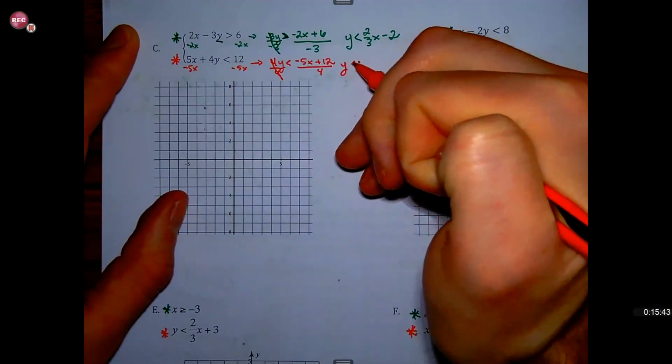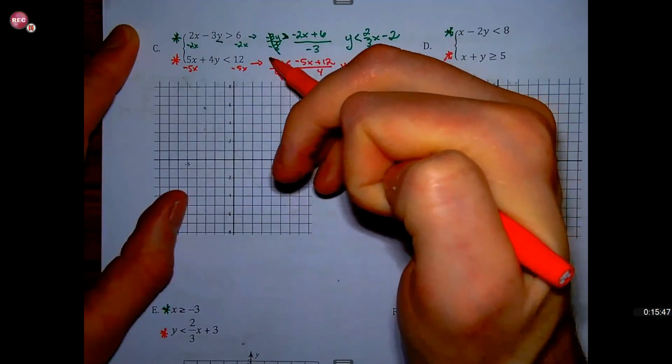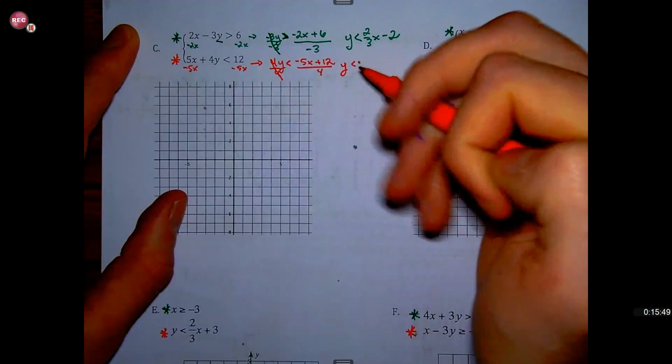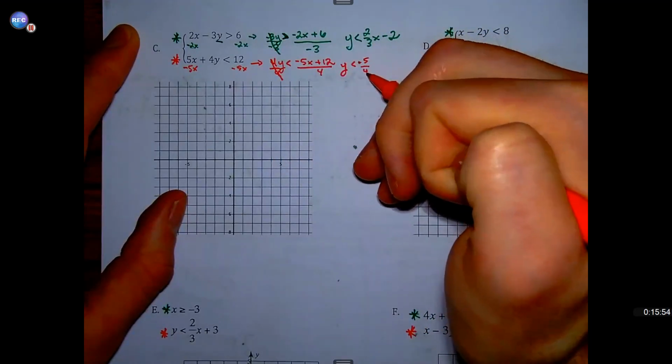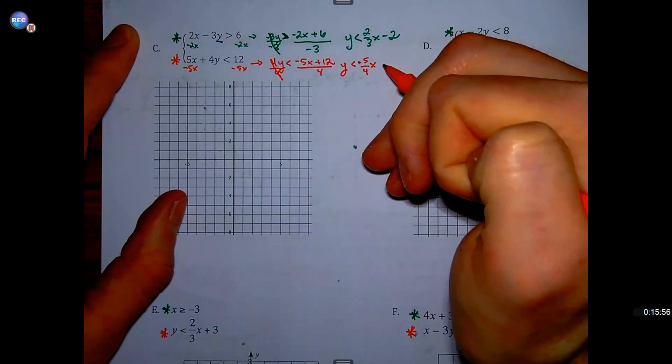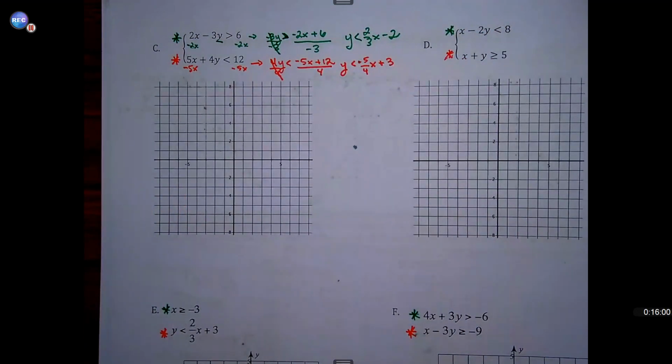And why is this one less than and this one isn't? And this one had to get flipped. Well, what are we dividing by here? We're dividing by a positive 4. Here we were dividing by a negative 3, so that's why we had to flip it. So negative 5 over 4x plus 3. That's our number, because 12 divided by 4 is 3.